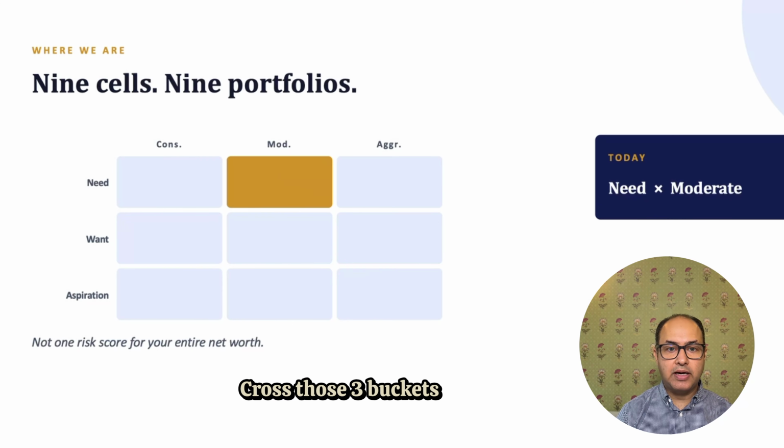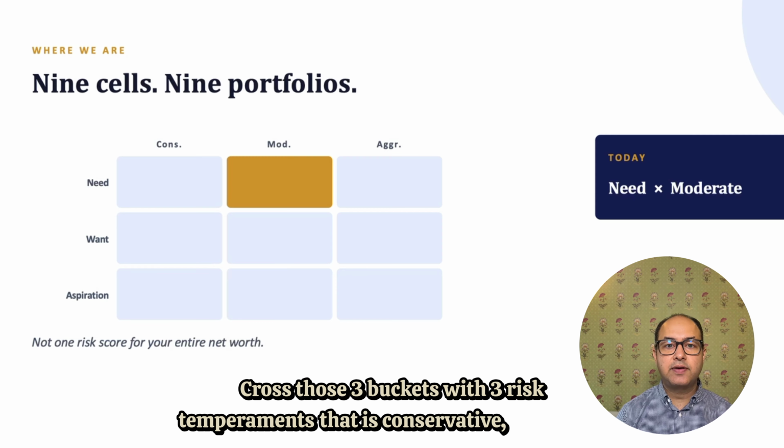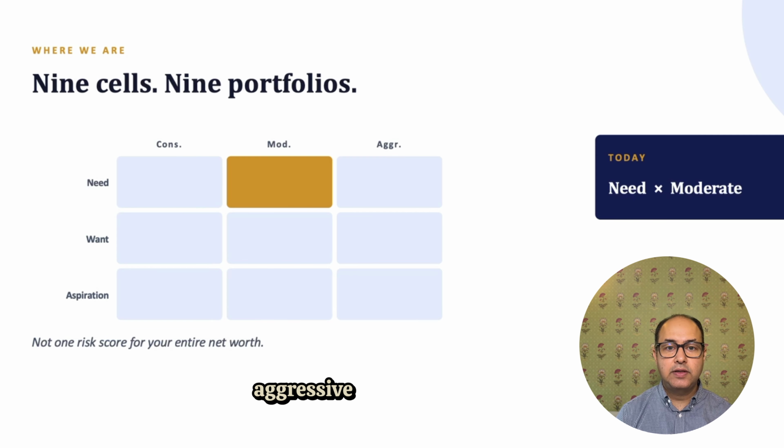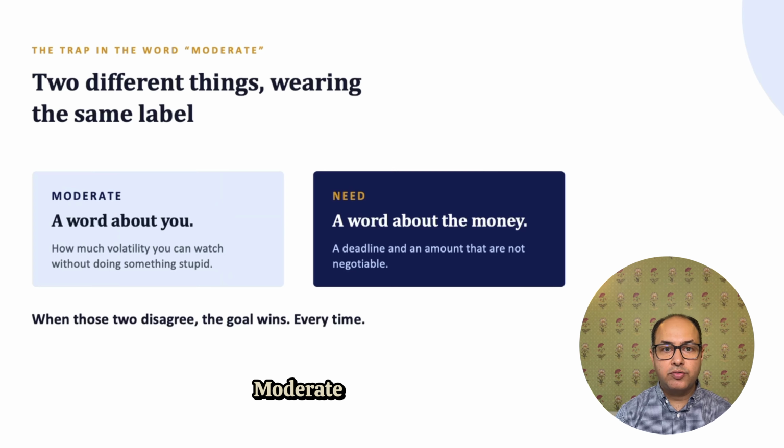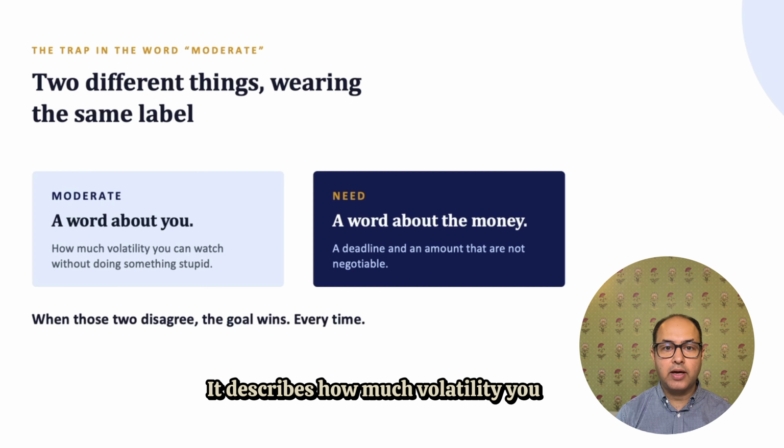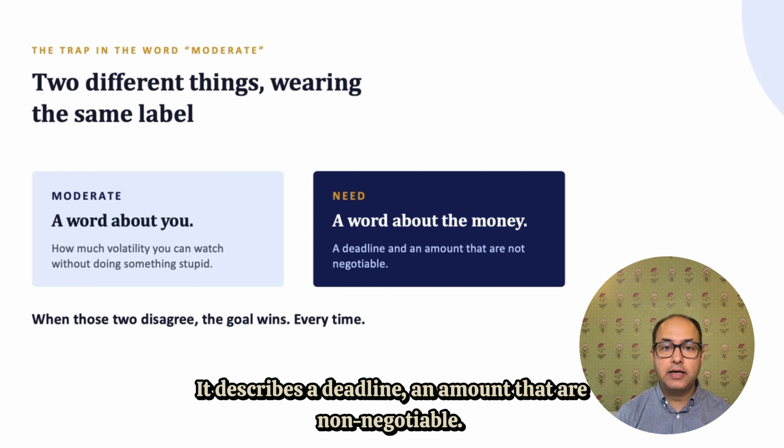Cross those 3 buckets with 3 risk temperaments, that is conservative, moderate, aggressive, and you get 9 cells. Each cell gets its own portfolio, not one risk score for your entire net worth. Moderate is a word about you. It describes how much volatility you can watch without doing something stupid. Need is a word about money. It describes a deadline, an amount that are non-negotiable.